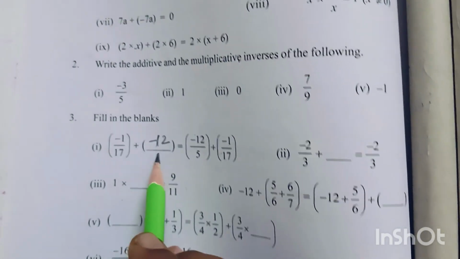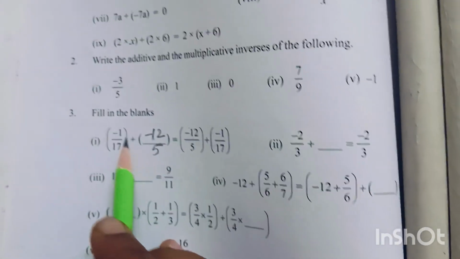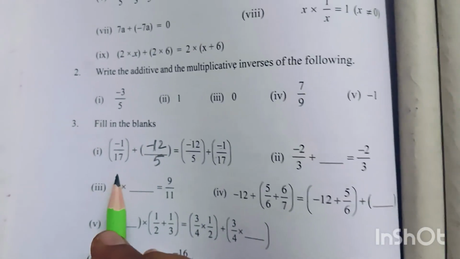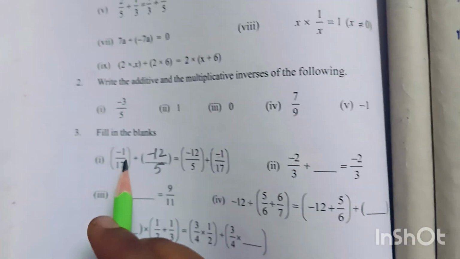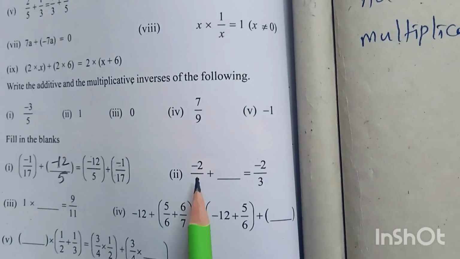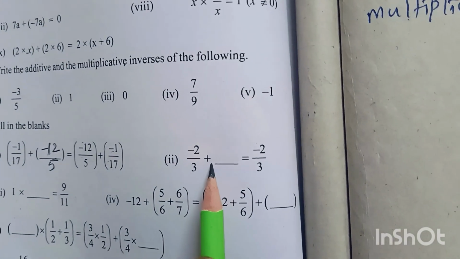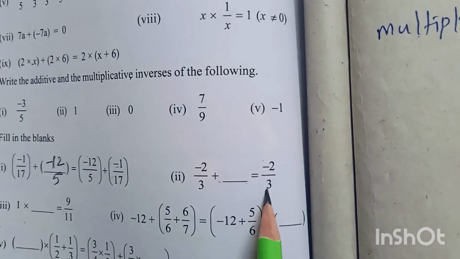Minus 12 by 5. Now we are changing the position, so this is the commutative property. Okay, now the second one: minus 2 by 3 plus dash equals minus 2 by 3.